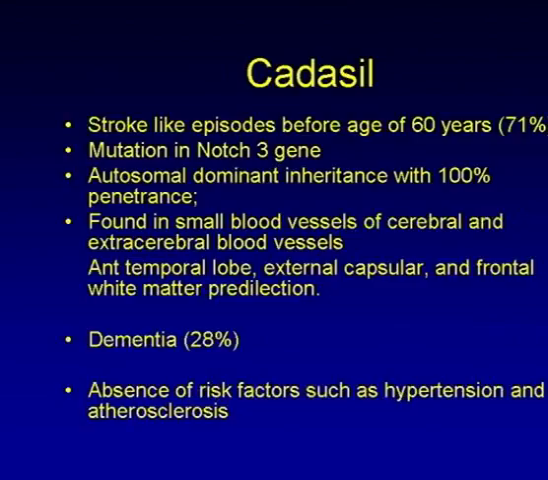Why? Because it's subcortical, and it's the cortical lesions that are more likely to be dementing in any of the processes that you're likely to see.